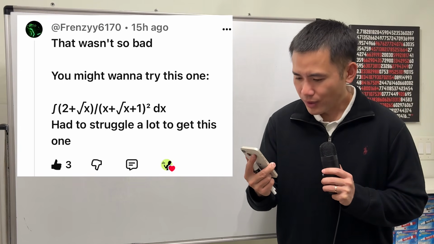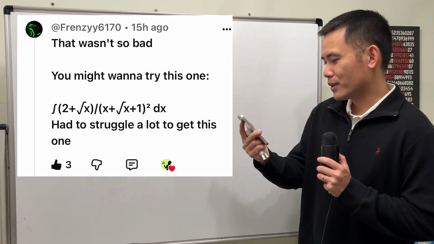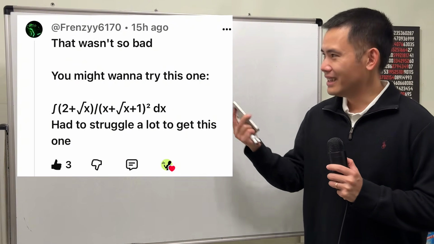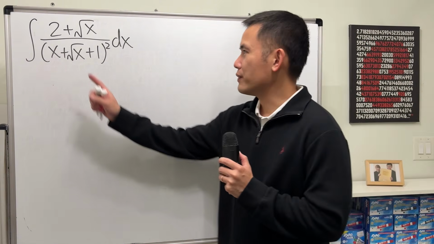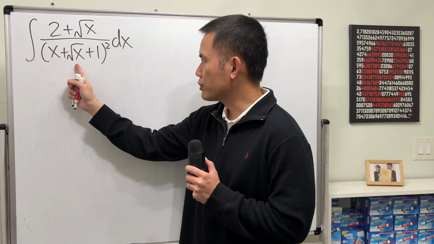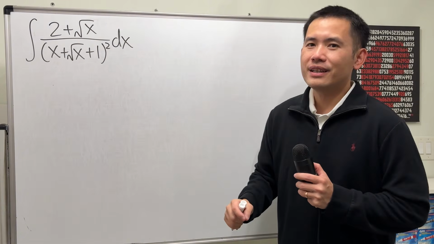You might want to try this one. Okay, so here with this integral, and it also says, had to struggle a lot to get this one. Let's have a look. We have the integral of 2 plus square root of x over the parentheses with x plus square root of x plus 1 squared.